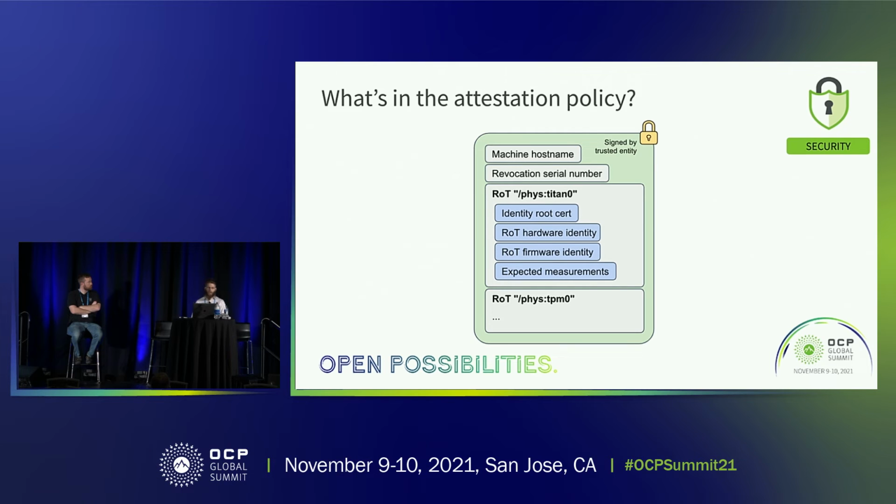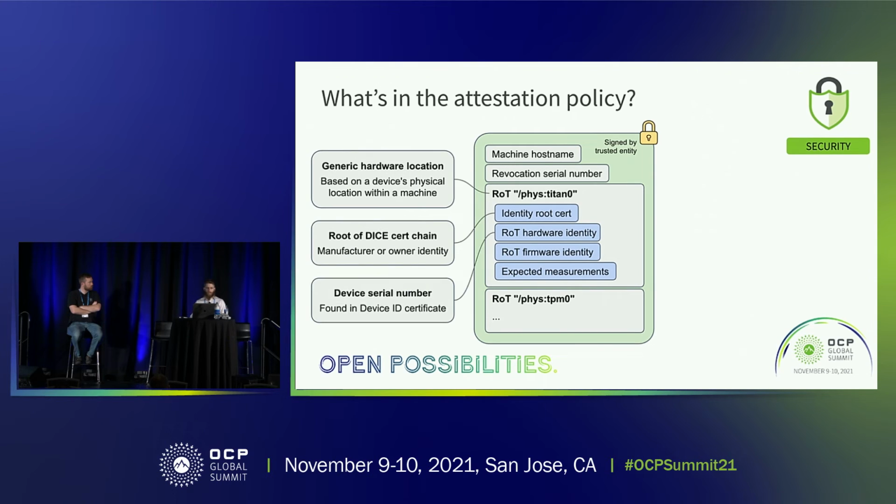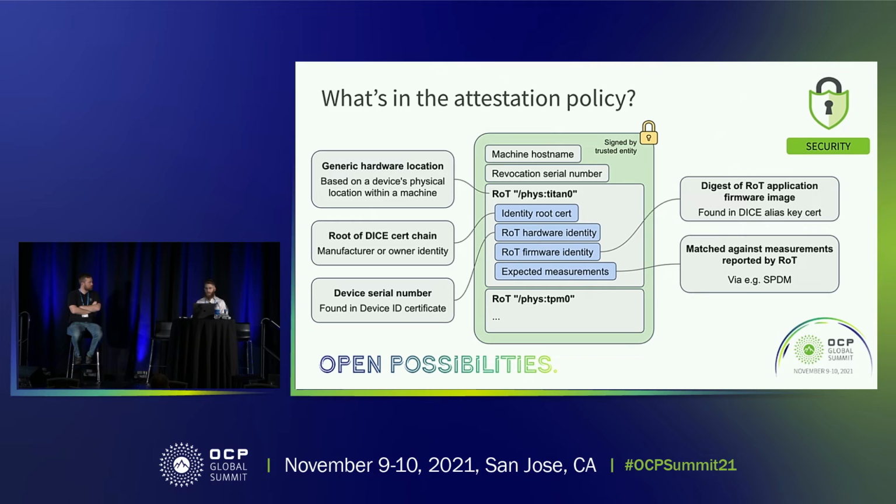First, there's some general information like the machine's host name and the revocation serial number I mentioned. There's also some stuff specific to each root of trust expected in the machine, like the expected physical location, which is analogous to a PCIe or PCI address or a Redfish resource name. We also have data necessary to uniquely identify the root of trust, like a DICE-esque root cert, as well as a serial number, along with information about what to expect to have booted on the machine, like a digest of the root of trust's application firmware image, as well as the expectations about the boot measurements themselves.